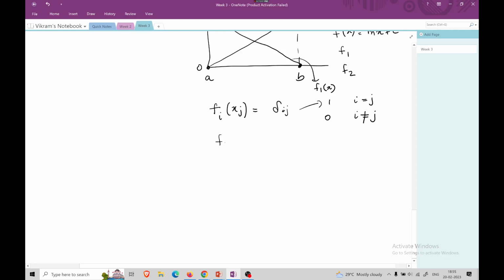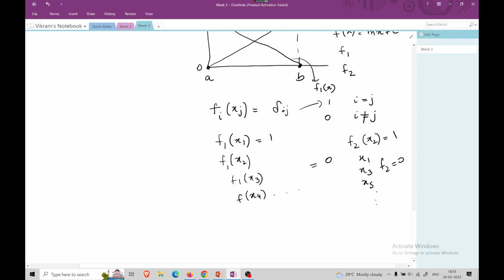Which means f1 of x1 is equal to 1, and f1 of x2, f1 of x3, f1 of x4, all these values are going to be 0. So your f1 is 1 only at x1, and zero at all other points. Similarly, your f2 will be 1 only at x2. At x1, x3, x5, all other points, f2 will be 0. So this is the important property of a Lagrangian function.